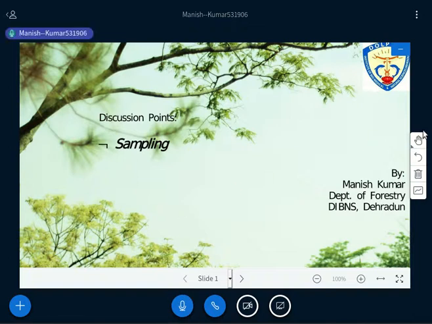So for today's topic, we will discuss sampling. And as I remember, some of the basic concepts have already been cleared during the remote sensing discussion. So most of the things will be the same, the concept will be the same a bit. Here we'll just make one kind of revision in the perspective of forest inventory.